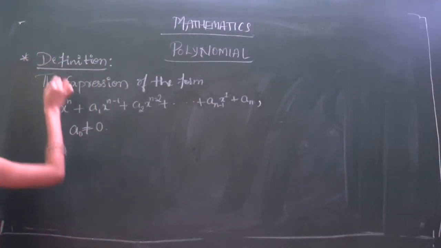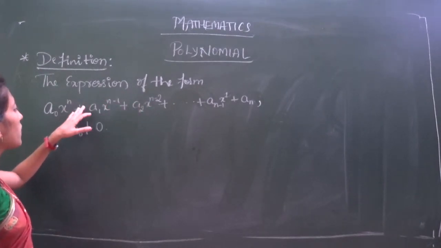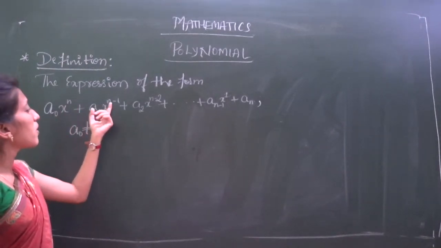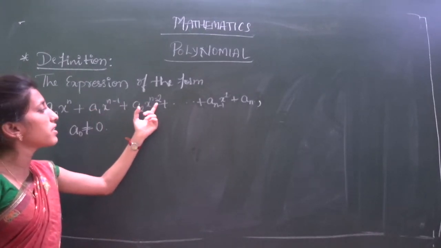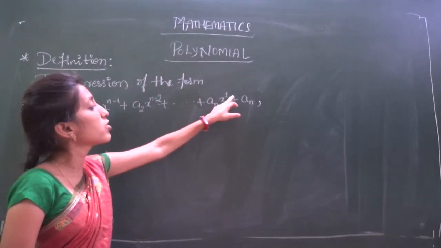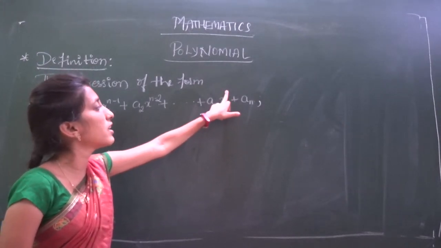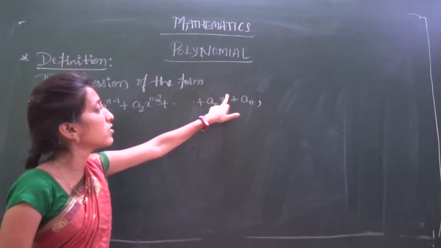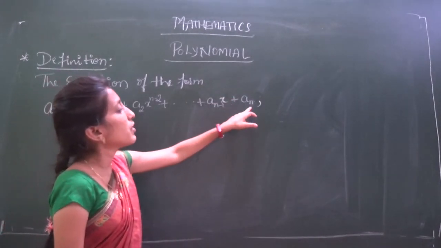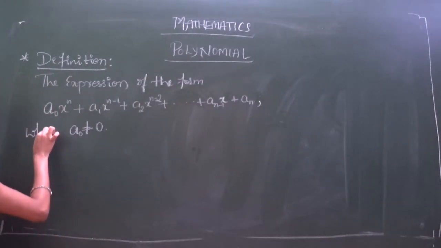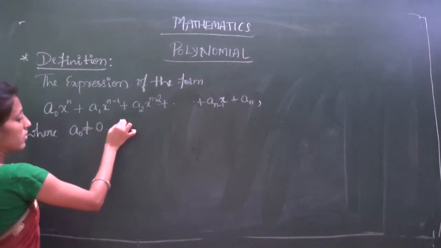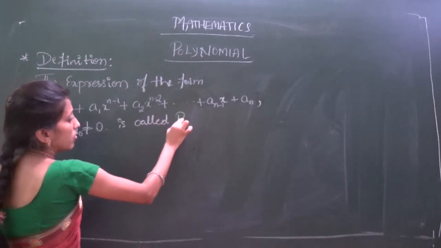The definition is what? The expression of the form a naught x to the power n plus a1 x to the power n minus 1 plus a2 x to the power n minus 2 plus so on, till the last, an minus 1 into x to the power 1. So that is x itself. It is understood whether I write it or not: if nothing is written as the power of the variable, then 1 is there. Plus an, where a naught should not be equal to 0, is called a polynomial.